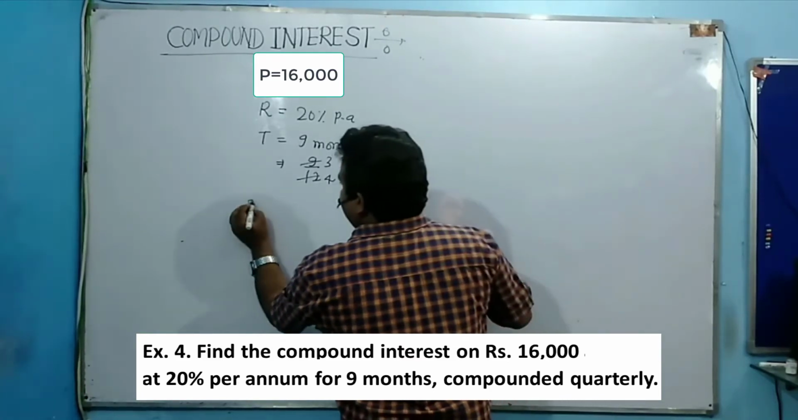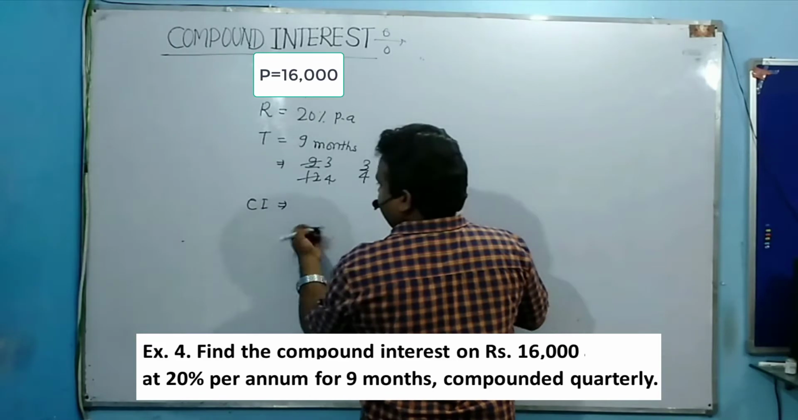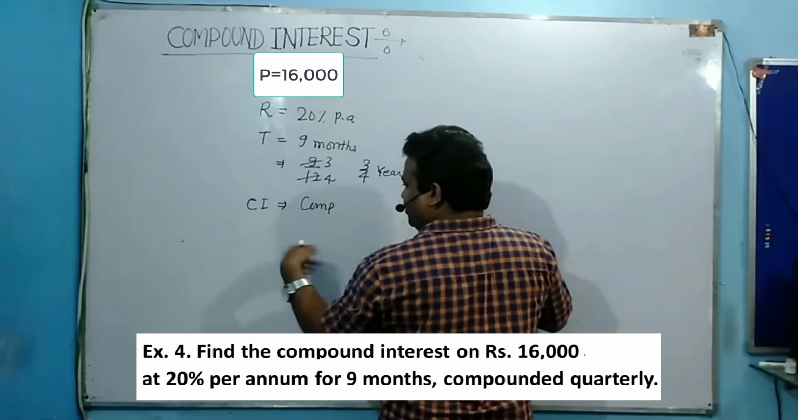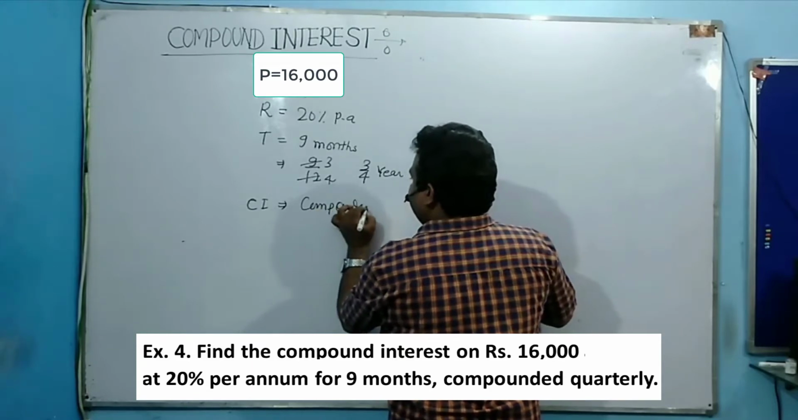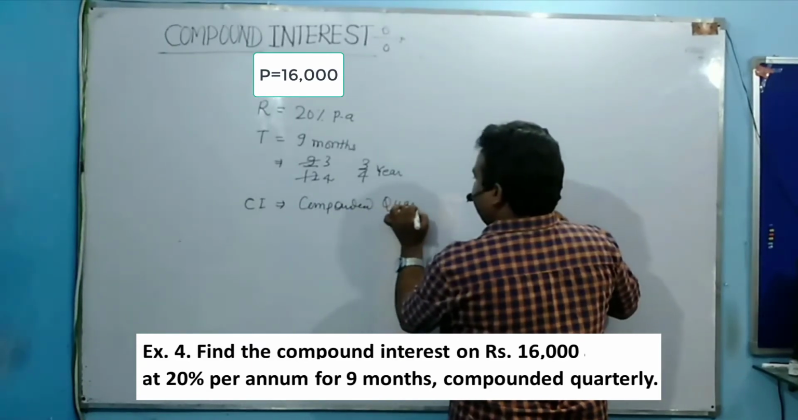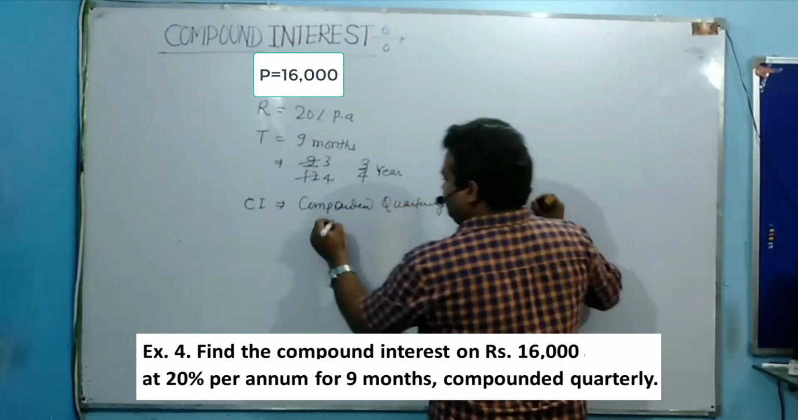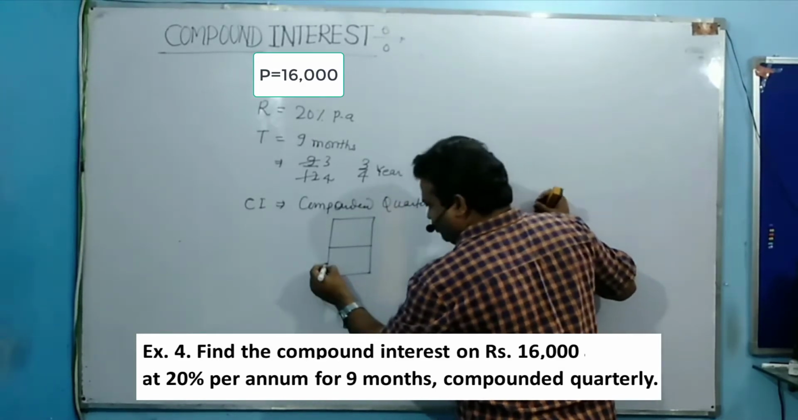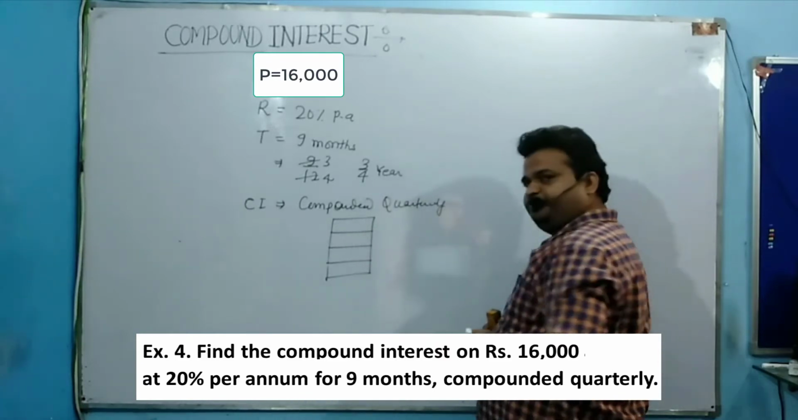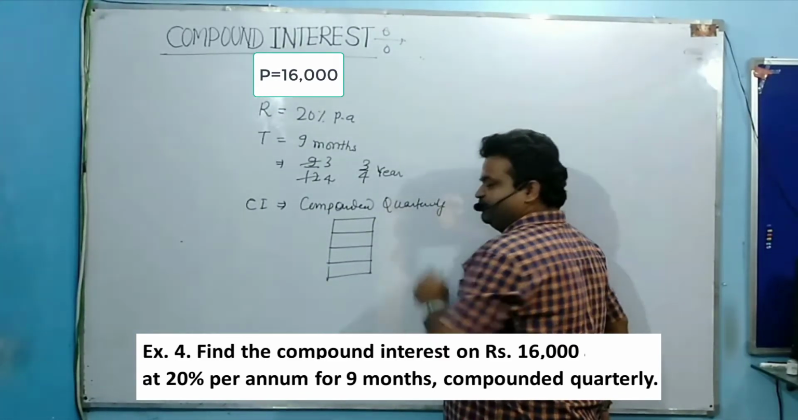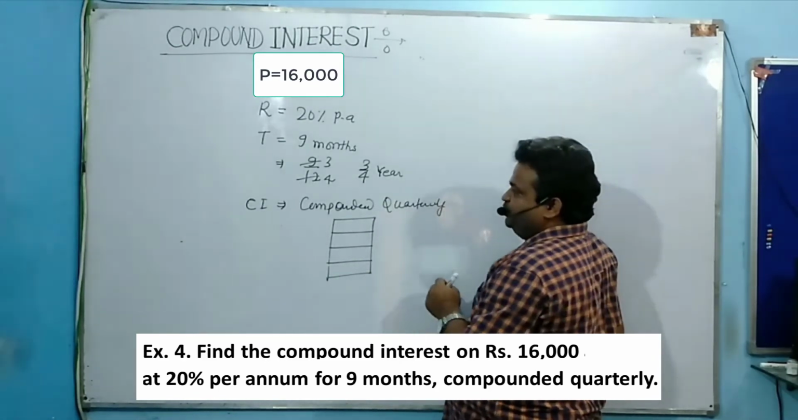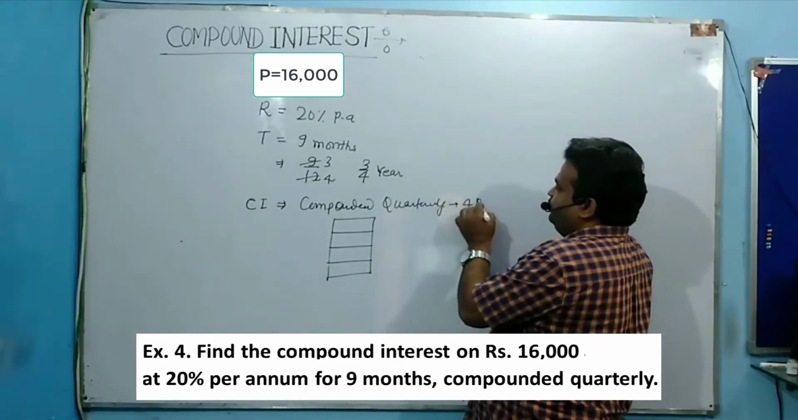Now you need to calculate compound interest, compounded not annually, but compounded quarterly. Quarterly means if this is your whole year, this is the half year. Quarterly means 4 parts. You can say 4 quarters in a year.